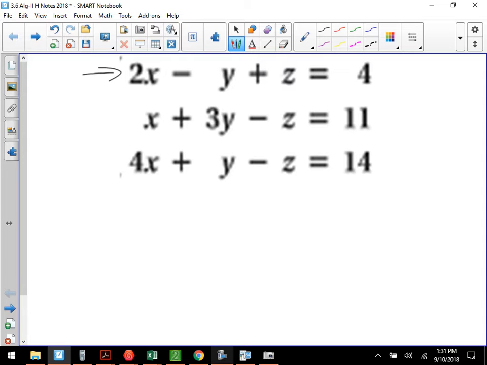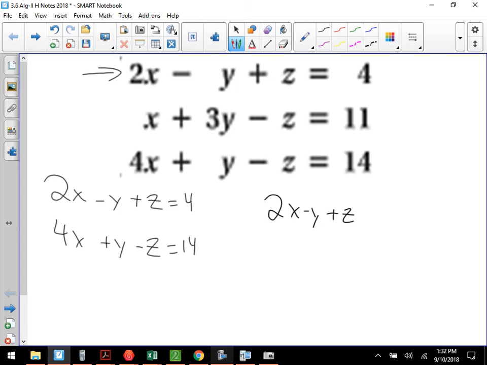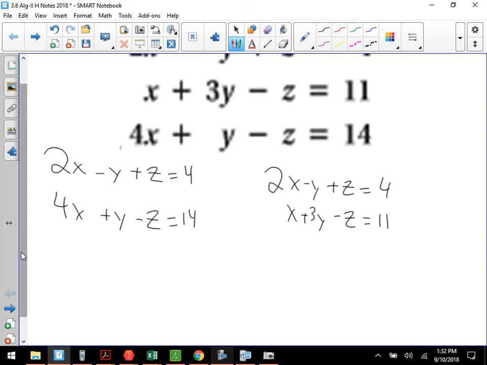Could I have used the y to get rid of it and done all that too? Yes. You can make any decision you want to eliminate something. It does not matter. So here's what we did. I'm going to write out that first equation. And I know I'm going to add it to that bottom equation. And I do it again. And x. Okay. I use that equation twice.